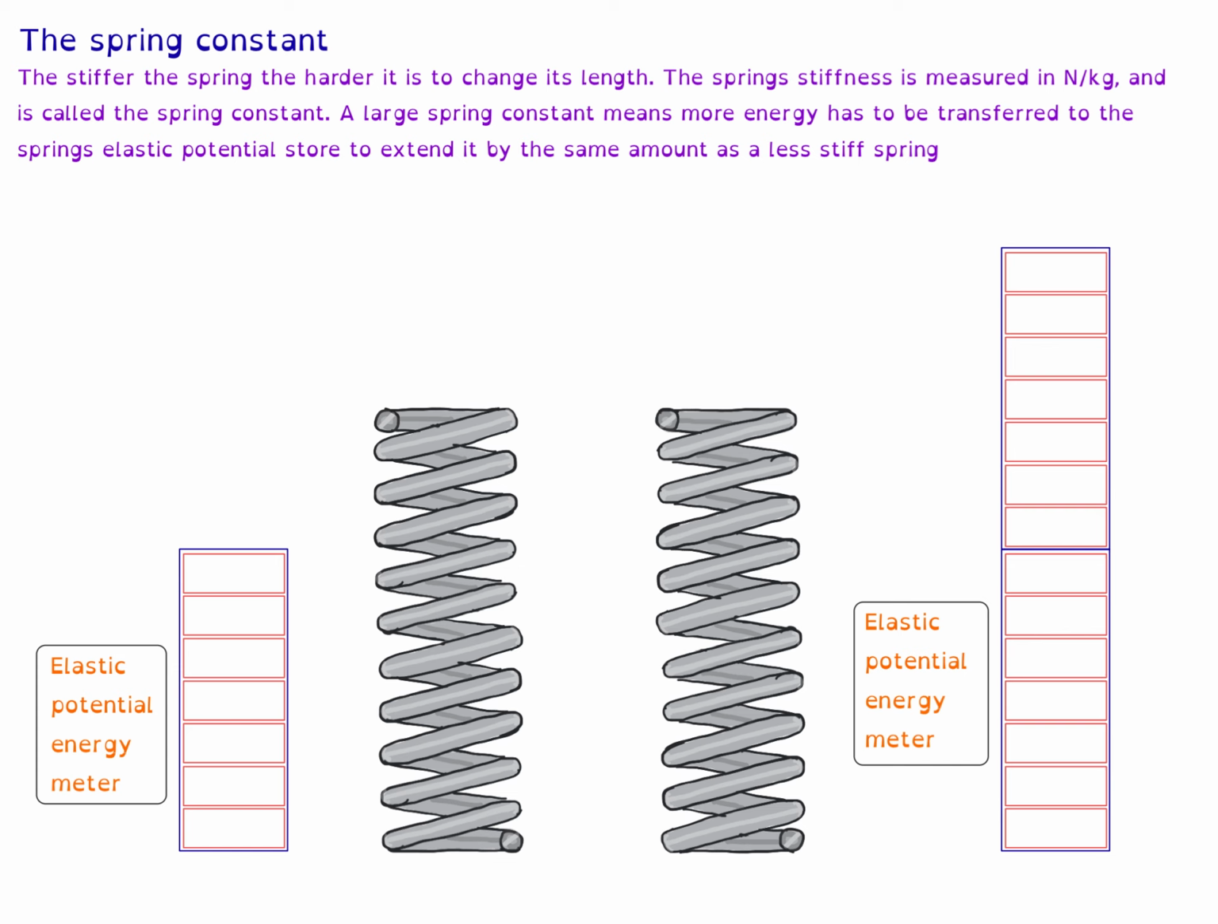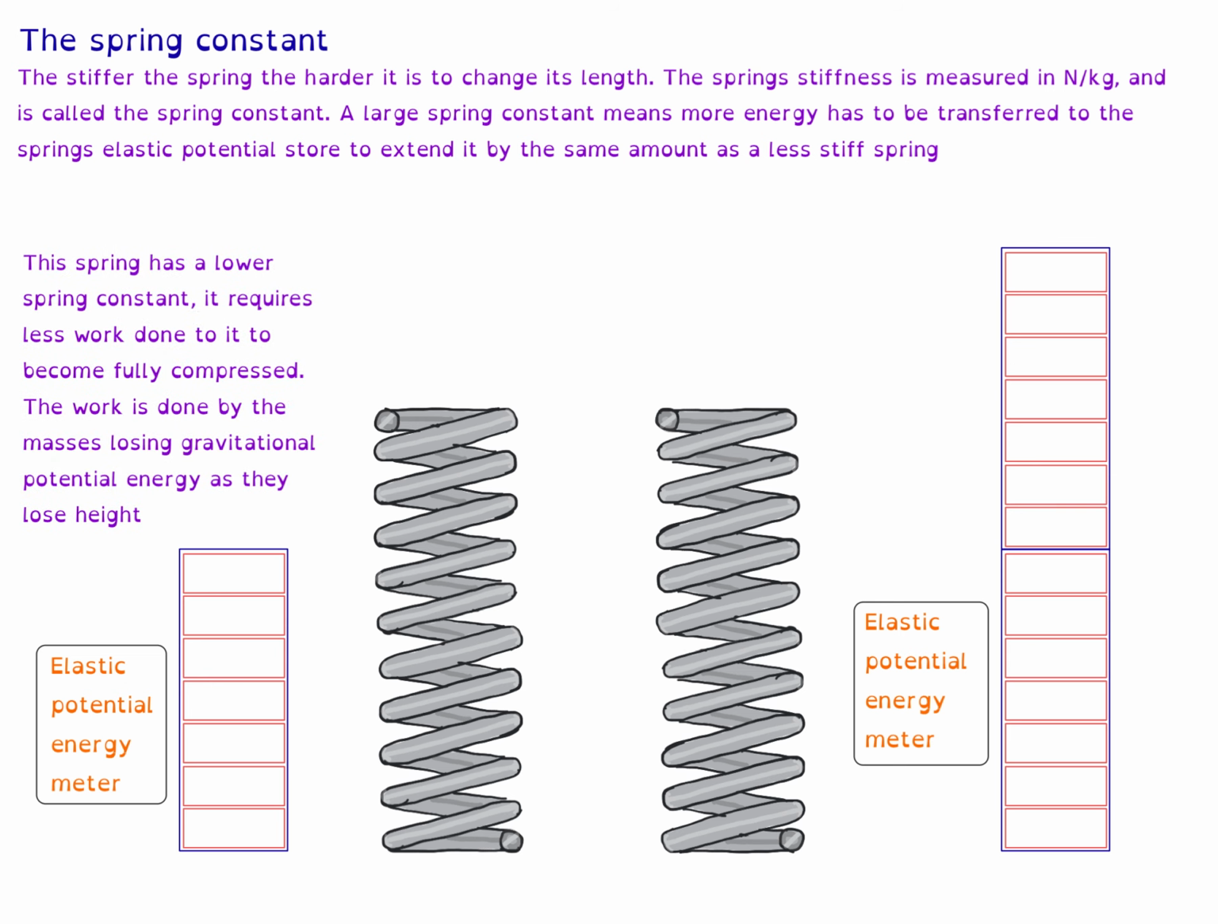The stiffer the spring, the harder it is to change the length. The spring's stiffness is measured in newtons per kilogram and is called the spring constant. A large spring constant means more energy has to be transferred to the spring's elastic potential store to extend it by the same amount as a less stiff spring.